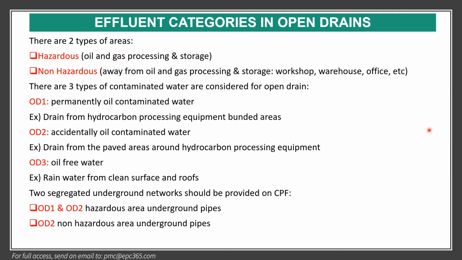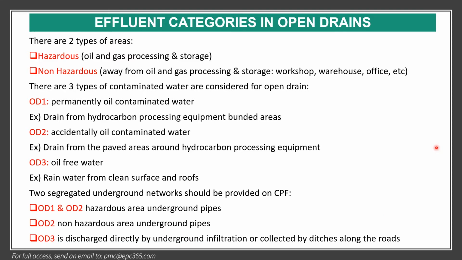And two segregated underground networks. Normally we provide one covering OD1 and OD2 for the hazardous area underground pipe, and OD2 for the non-hazardous area underground pipes. And OD3 is designed directly by underground infiltration or collecting in the ditches along the roads.